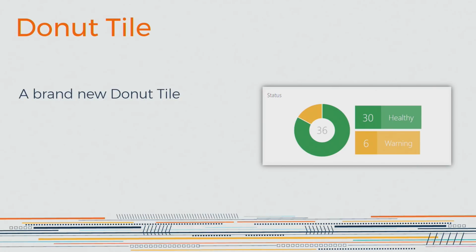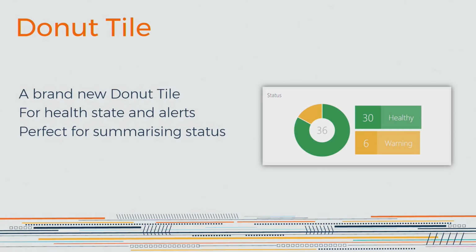So, brand new: the donut tile. It's available for both health state and alerts. You can sit this on top of any SCOM object, so any group of objects or class of objects, and summarize the health state. And you can do the same with alerts as well: scope a tile to any alerts and then sit this on top of those alerts to summarize the resolution state, or severity, or priority. It's perfect for summarizing status.